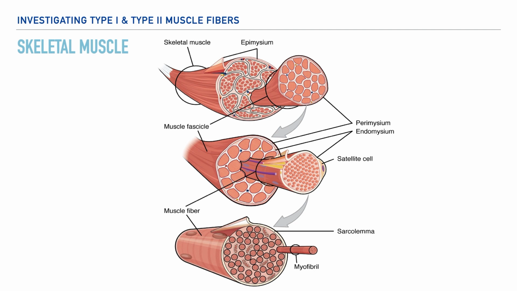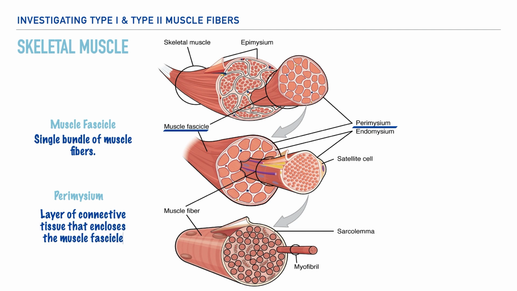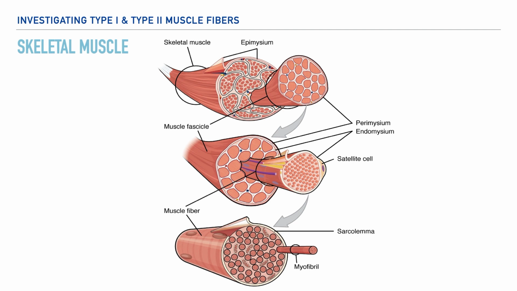So within the skeletal muscle, we'll find several bundles of muscle fibers, and we refer to each of these individual bundles as a muscle fascicle. And each fascicle is enclosed within its own connective tissue layer, which we call the perimysium. And as we might now suspect, within each muscle fascicle, we'll find individual muscle fibers. Now, each of these muscle fibers are enclosed by another connective tissue layer, which we refer to as the endomysium.